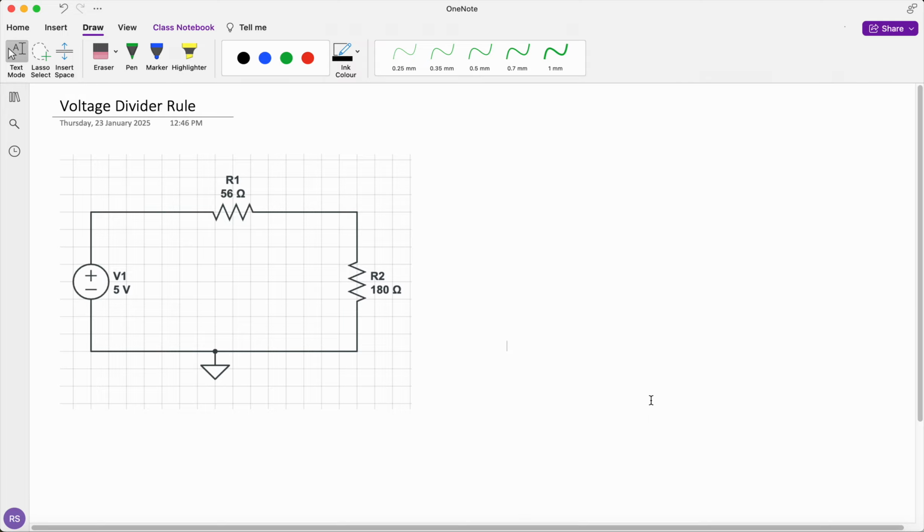Hi. So in this video, we are going to be exploring the voltage divider rule. It's a very basic rule in circuit analysis, and we're going to start off with this simple circuit.